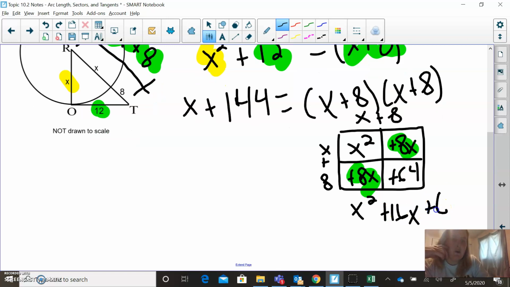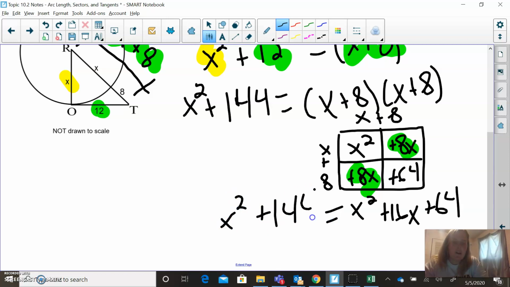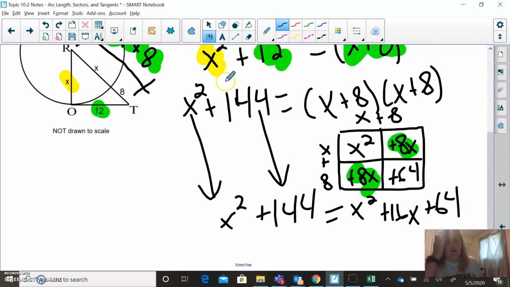Like I said, if you know FOIL method, use FOIL method. If you're more comfortable with box method, use box method. I personally didn't learn about box method until after I was already teaching, but to me, it's a good idea. So now that that is expanded, we multiplied x plus 8, we squared it, right? Now let's bring down everything else, and we're going to solve for x.